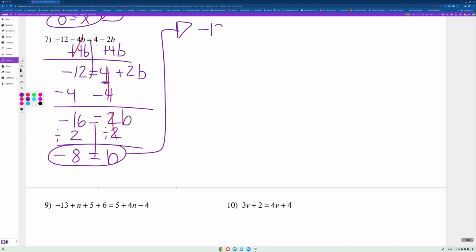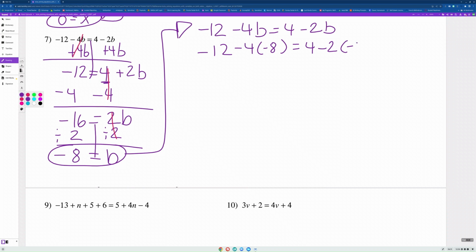So I have -12 minus 4b is equal to 4 minus 2b. So now instead of rewriting b, I'm going to use -8. So -12 minus 4 parenthesis -8 is equal to 4 minus 2 parenthesis -8. All right, so now I'm just going to go ahead and use order of operations and solve. So I see parentheses, but there's no math happening inside of them. So I'm going to move on to exponents. I don't see any exponents.